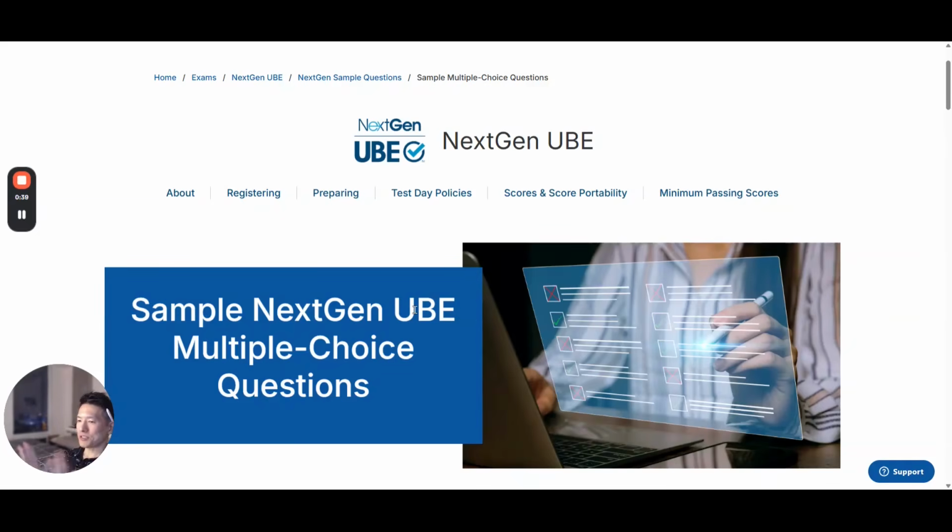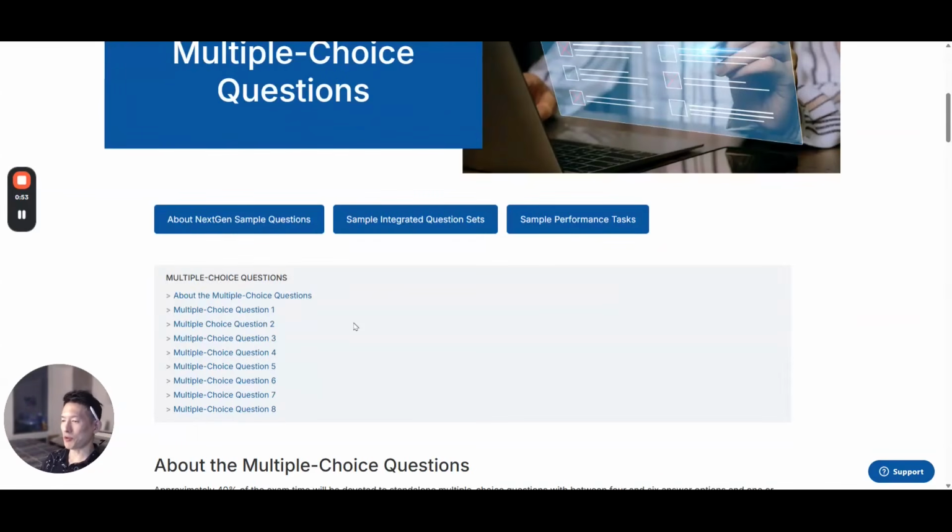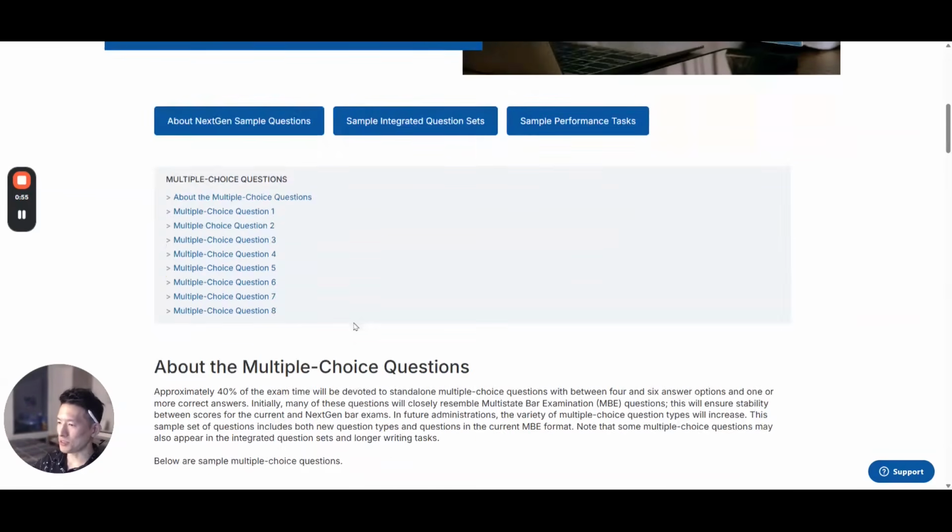So I thought I would just kind of go over briefly what the NextGen UBE is, what sections there are, and go over some multiple choice questions, our favorite, multiple guess. So just very briefly, the multiple choice questions, or the MCQs, they're no longer called the Multistate Bar Exam. It's not an MBE, it's MCQ.